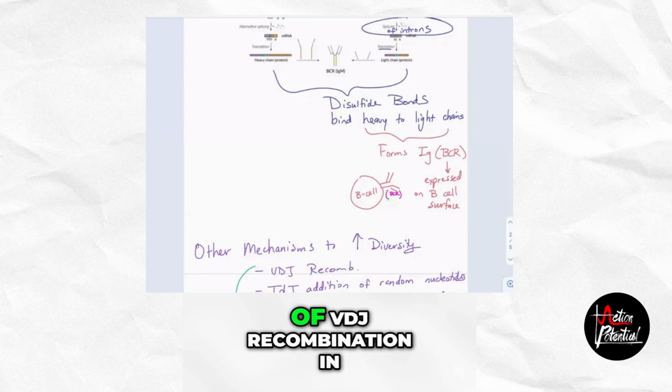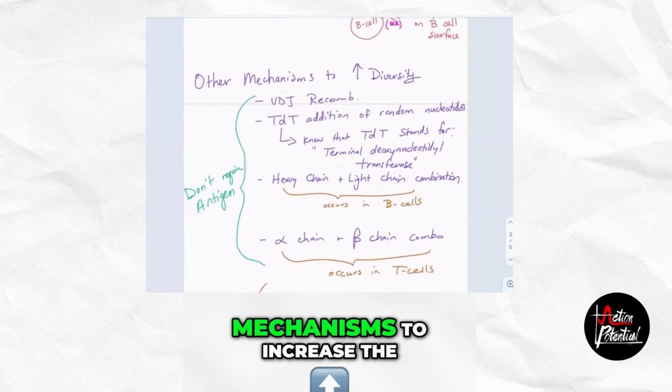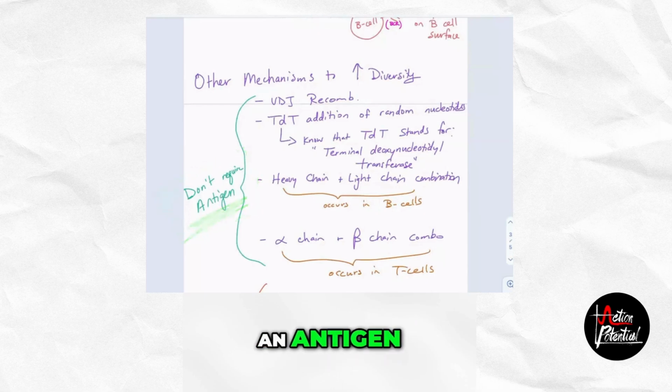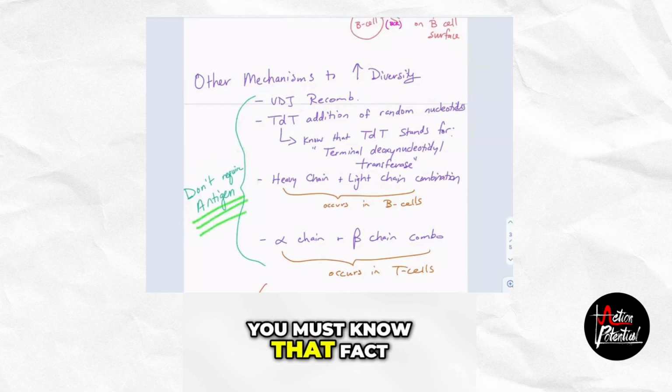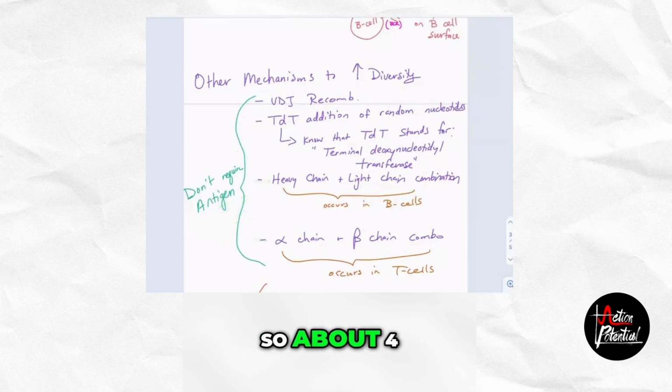So that's the process of VDJ recombination in a nutshell. So a couple other mechanisms to increase the diversity of your adaptive immune system. I'm going to start with the ones that are antigen-independent. These do not require an antigen. You must know that fact. And so there's really 3 subtypes here, and then 2 of them are very similar, so about 4.